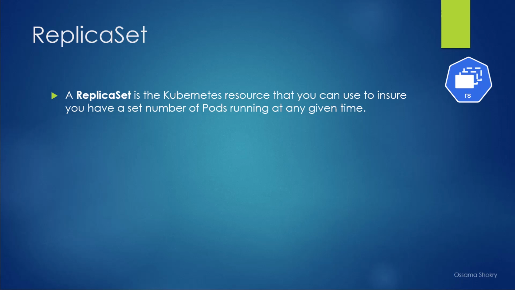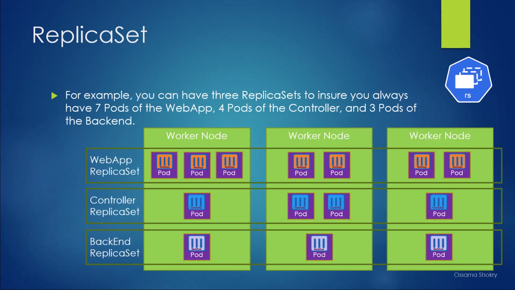Moving on to the Kubernetes ReplicaSet. A ReplicaSet is the Kubernetes resource that you can use to ensure you have a set number of pods running at any given time. For example, you can have 3 ReplicaSets to ensure you always have 7 pods of the web app, 4 pods of the controller, and 3 pods of the backend.